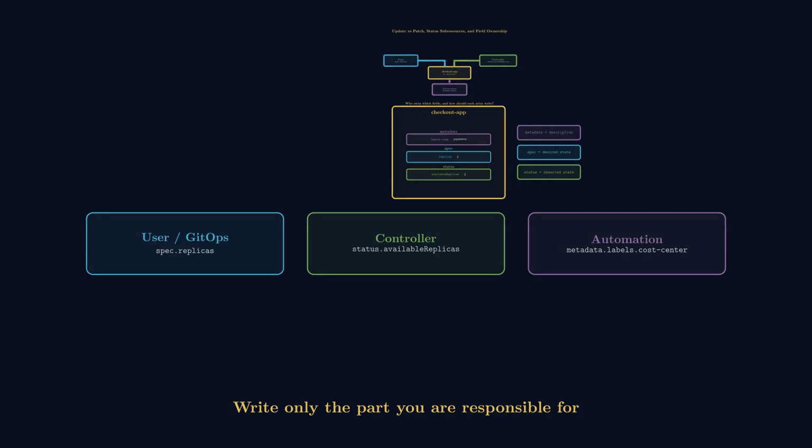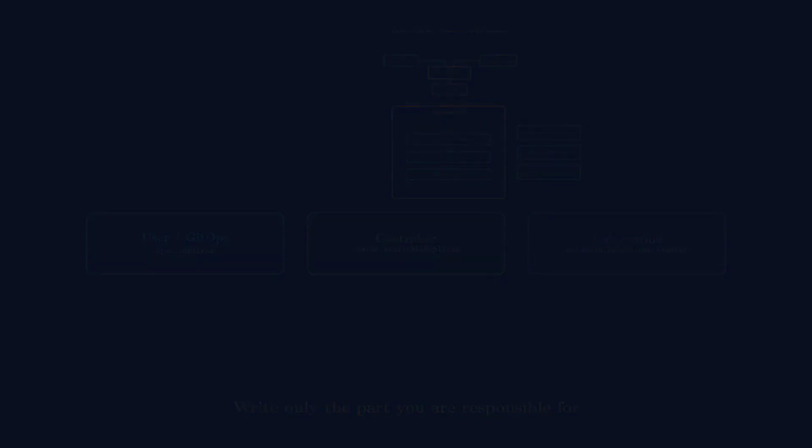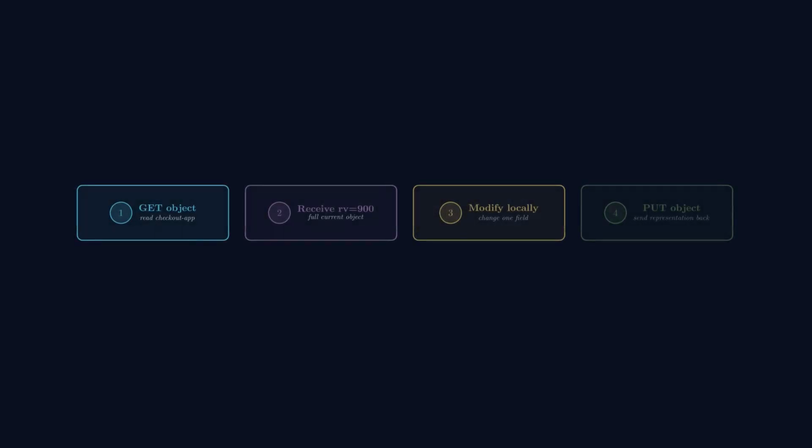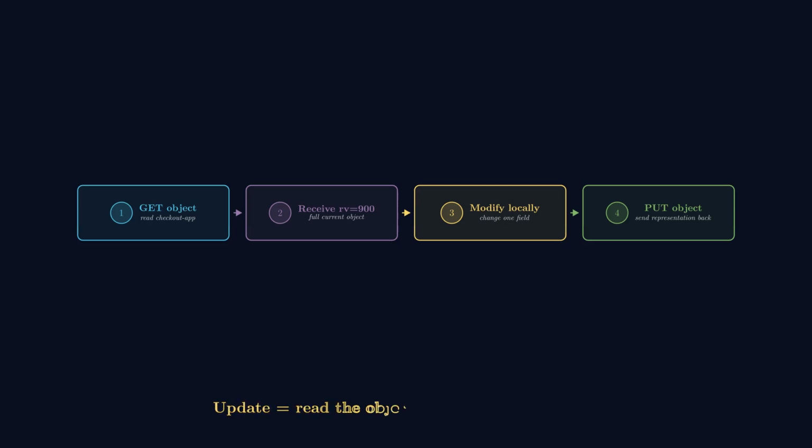Let us first see how a normal update works. The client reads Checkout App and gets the latest copy of the object, along with its resource version. It then changes the field it needs to update. After that, it sends the object back to the API server using a PUT request. So the basic flow is simple: read the object, make the change, and send the updated version back.